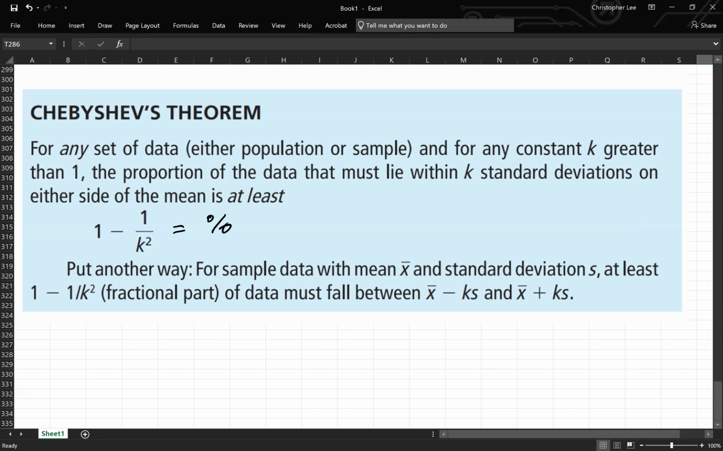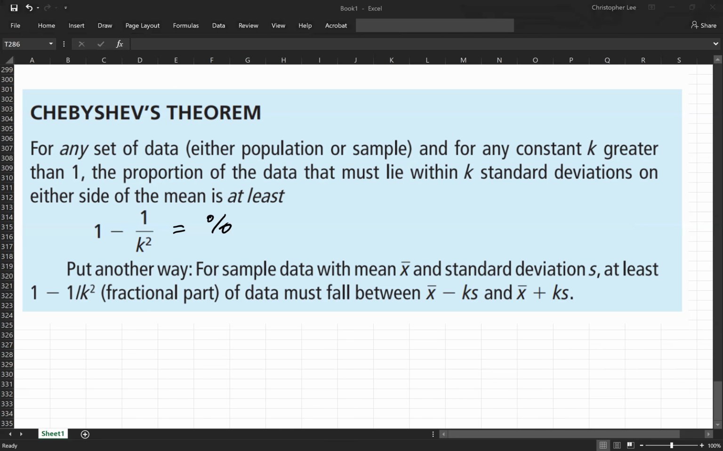So, let me give you a little bit more information about that. This is Chebyshev's theorem. I could say it, I just don't know how to spell it. That's what it is. Don't know how to spell it.